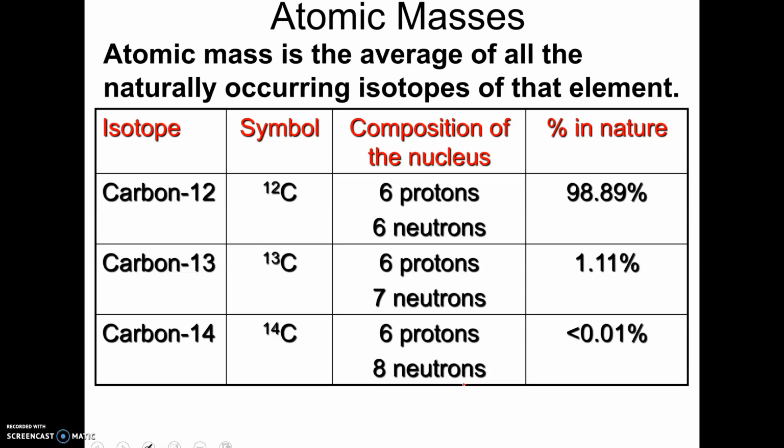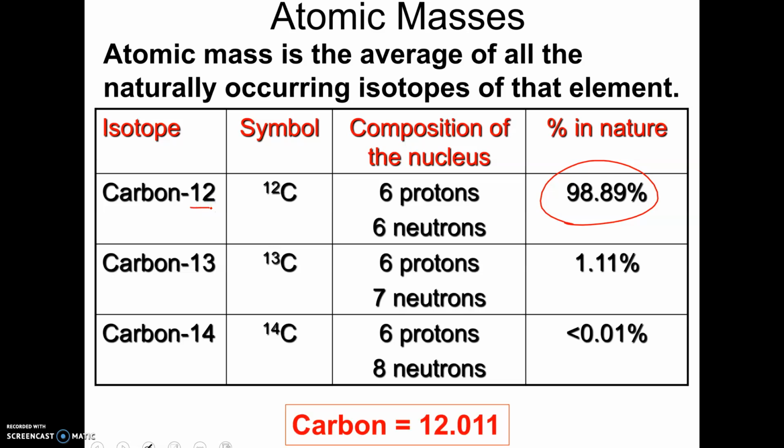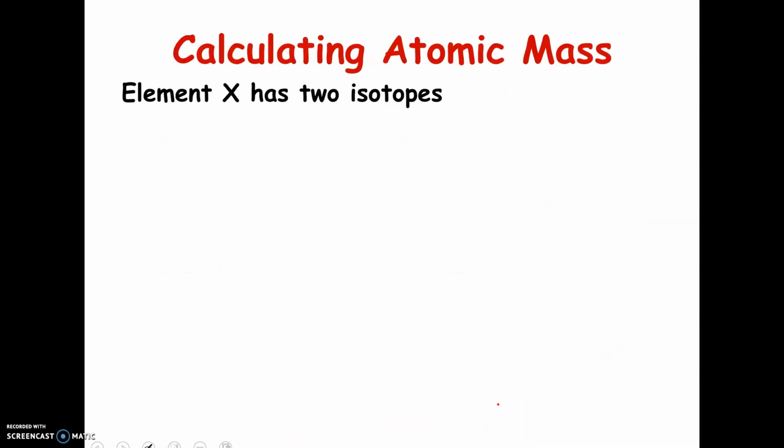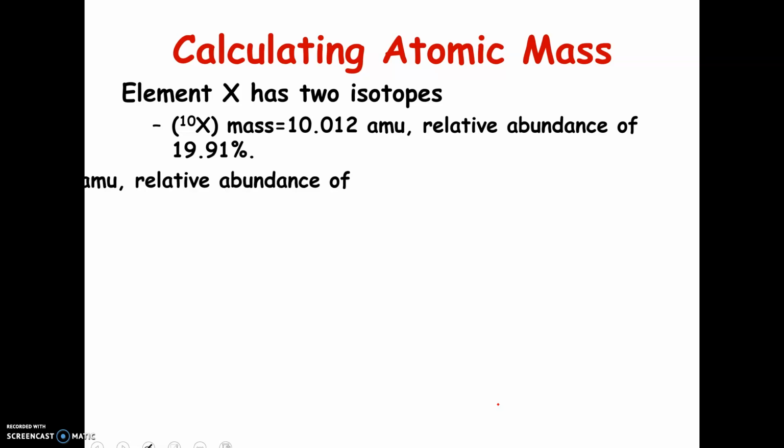And I'm going to run out of time in this, but notice how carbon-12, most of the carbon-12 in nature, 98.89% of the carbon in nature is carbon-12, has a mass of 12. And that's why if I get the weighted percent average of these, the actual atomic mass of carbon, the decimal, is 12.011. If most of the carbon in nature had been carbon-14, then the decimal would have been closer to 14. So that's how we figure out atomic mass. And you can actually calculate it. I'll show you really quick.